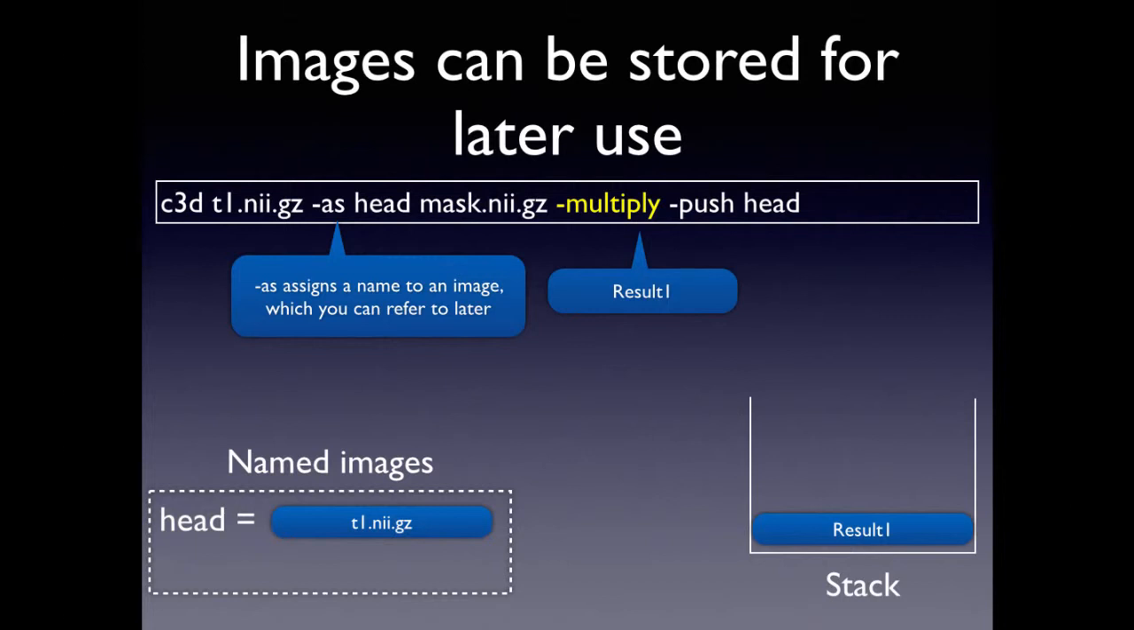So as is pretty useful because you can actually label an image for later and save it for later use. So if we do this command, we do C3D T1 and then do -as head, that takes that T1 image, labels it head, and keeps it in a named images pile, where later on we can refer to it by pushing it back on the stack. So just running through this, we do T1 as head, then we load the mask, then we multiply, so we have the result of that multiplication now on the stack, and we can push head and then put that image that we'd saved back on the stack.